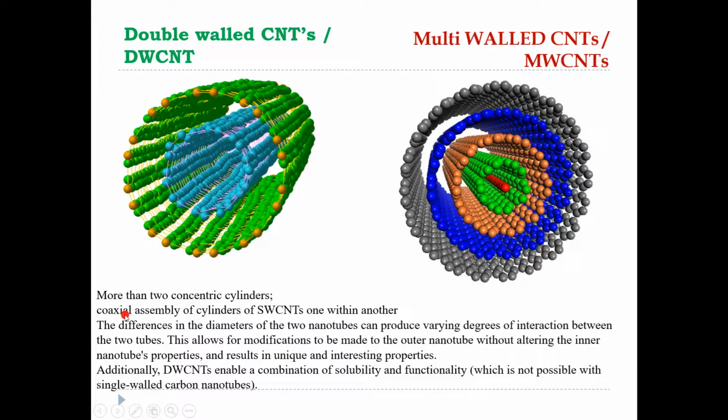So this is a coaxial assembly of cylinders within one another, and the difference between the two nanotubes can produce varying degrees of interaction between the two tubes. This is the difference between the diameters, okay? And this allows a lot of modification on the outer nanotube without altering the inner tube.